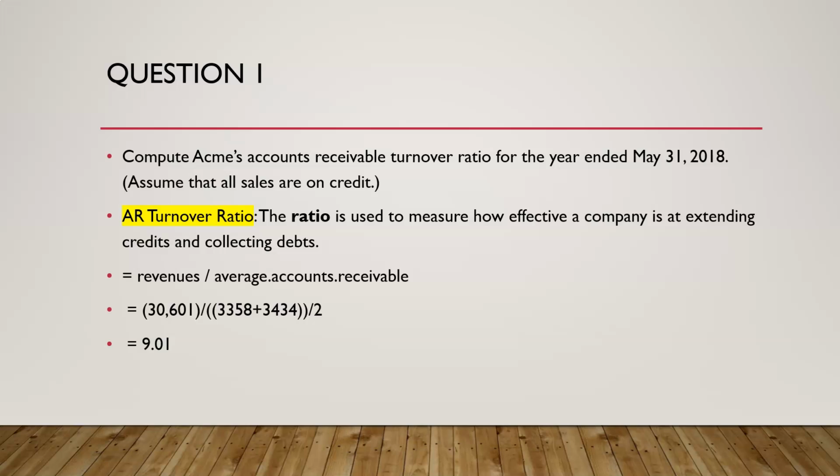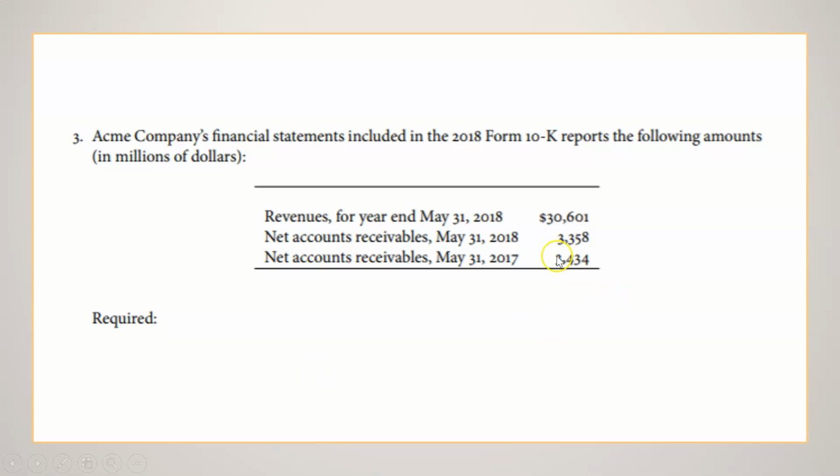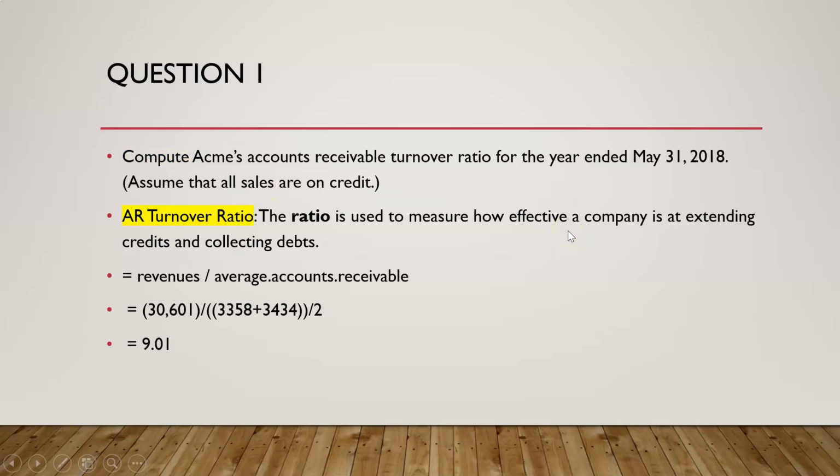So our revenue given from the prompt was 30,601, and the two accounts receivable for 2018 and 2017 were 3,358 and 3,434. So the formula is revenue over average accounts receivable. That means our revenue is 30,601, and we should take the average accounts receivable. That means we should add the accounts receivable from 2017 and 2018 divided by 2. That gives us average accounts receivable for this question.